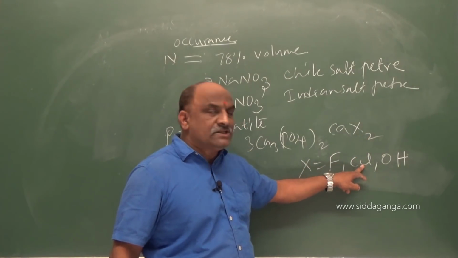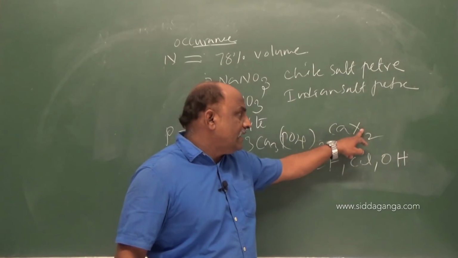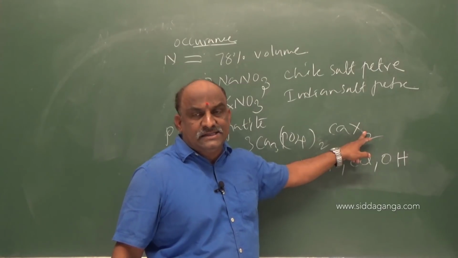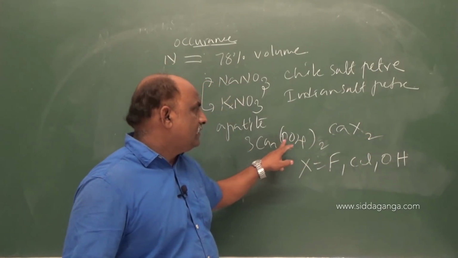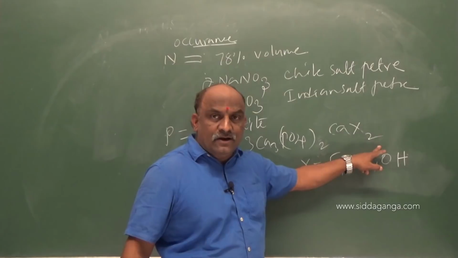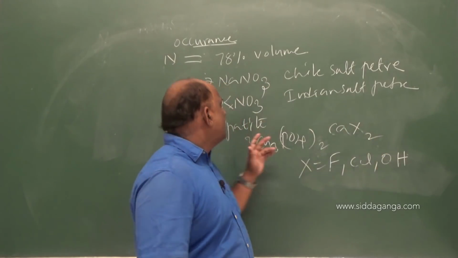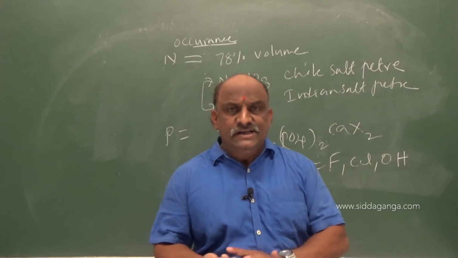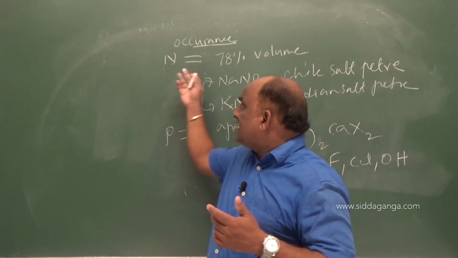If it is chlorine, chloroapatite. If it is OH, hydroxyapatite. Fluoroapatite, chloroapatite, hydroxyapatite. The remaining elements, arsenic, antimony and bismuth, are available mainly as sulfides. So this is the occurrence.